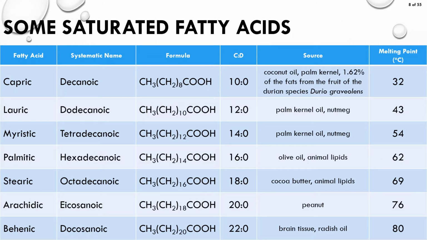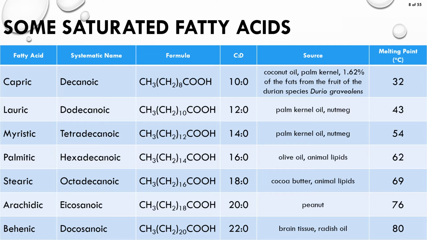Here we have a table of common saturated fatty acids, or we can just say SFAs. Many SFAs have a trivial or common name, as well as a chemically descriptive systematic name that is in the second column. The systematic names are based on the number of carbon atoms, beginning with the COOH. That's how we name the carboxylic acid, right?